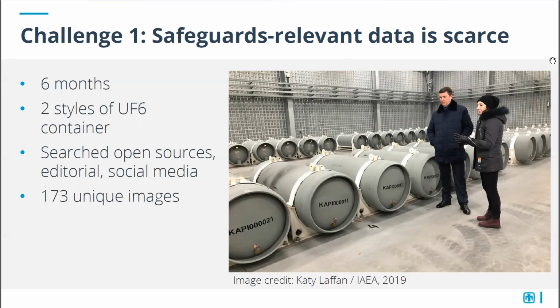So we are looking for pictures of this type of container. This is called a 30B container. So it's for low enriched uranium, up to 5% U-235. We're also looking for one other kind of container. I'll show you pictures of those in a minute. So for 6 months, we're looking for 2 types of these uranium hexafluoride containers that are used to store and transport UF6 throughout the fuel cycle.